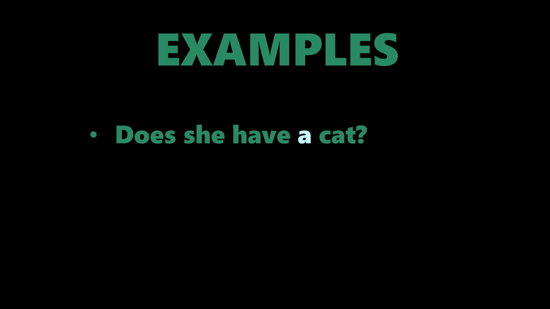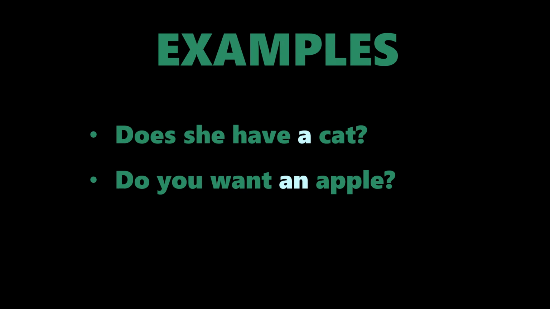Does she have a cat? It's just there as part of the grammar of the sentence with the meaning of one cat, yeah? And because it's not stressed, it's not emphasized, it doesn't need to be strong, it can be weak. Does she have a cat? A cat.